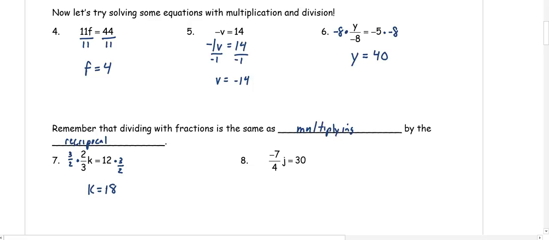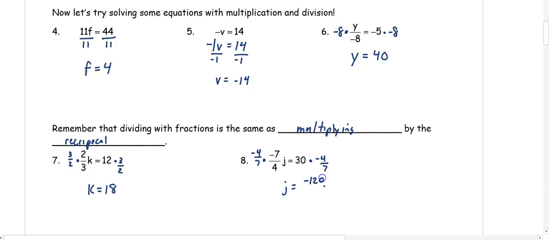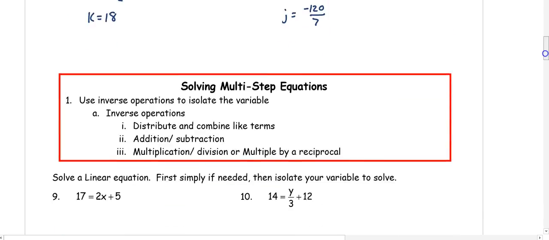Number 7. There's a fraction, so I need to multiply by the reciprocal, negative 4/7. So j equals, in my calculator, 30 times parentheses negative 4 divided by 7. In this case, I get a decimal. Do not write your decimal answer. Instead, hit math, enter, enter. So our fraction is negative 120/7.